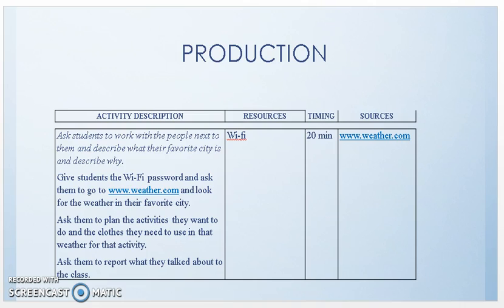Ask them to plan the activities they want to do and the clothes they need to use in that weather for that activity in that city. Ask them to report what they talked about to the class. The resource is going to be the Wi-Fi, the timing is going to be 20 minutes, and the source is going to be weather.com.